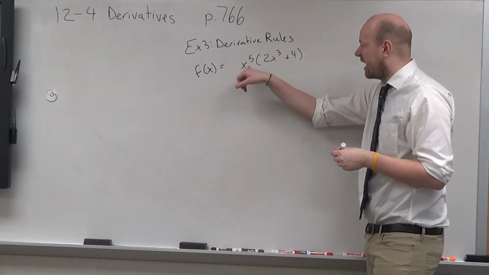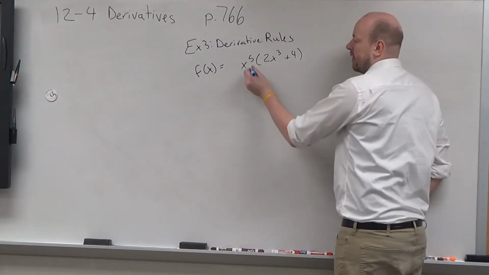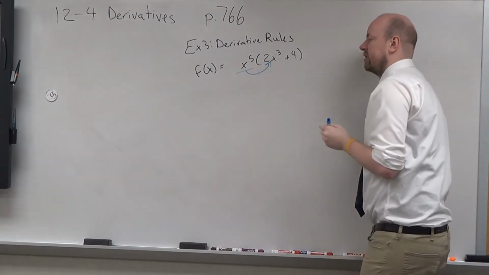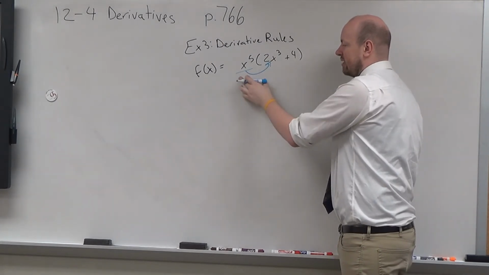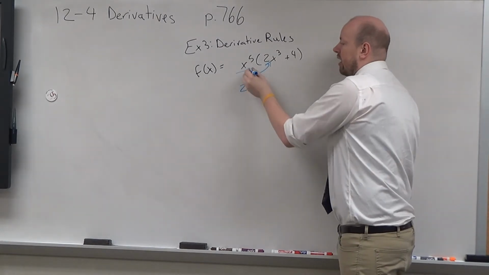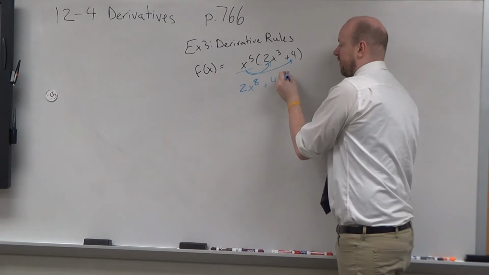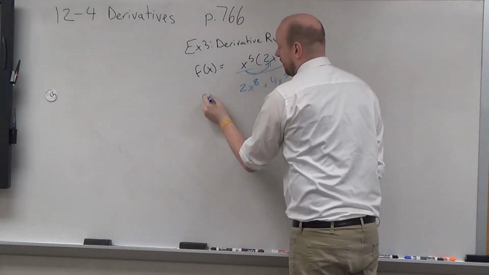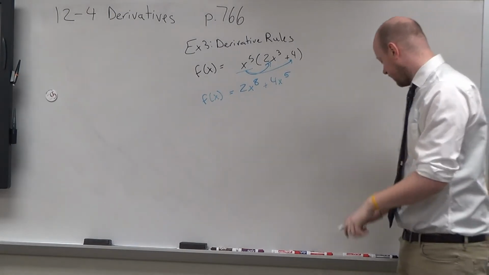What can I do with this x to the fifth term? Well, I could just distribute it. So x to the fifth times 2x to the third. Remember, if you're multiplying like this, you just add the exponents. So I get 2x to the eighth. x to the fifth times 4, so I get 4x to the fifth. So that's still my f of x. I haven't done my differentiation yet.